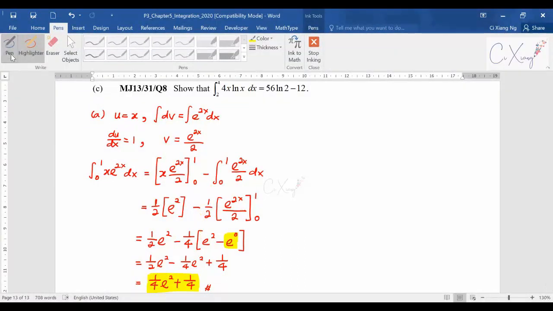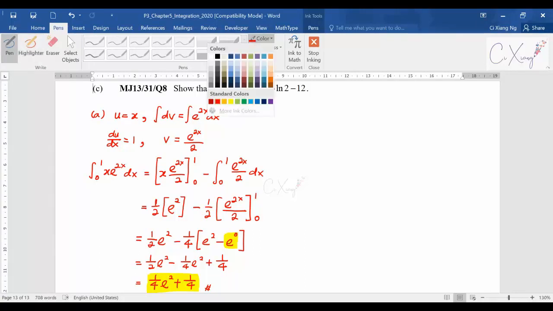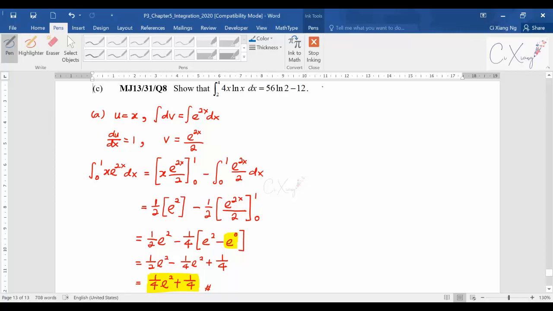Then again, we can continue with part number C. For those who want to try, you can pause the video and try first before you look at the final answer. The final answer is here already. If you can get the answer, congratulations, you managed to understand the details here. So let us start with part number C.